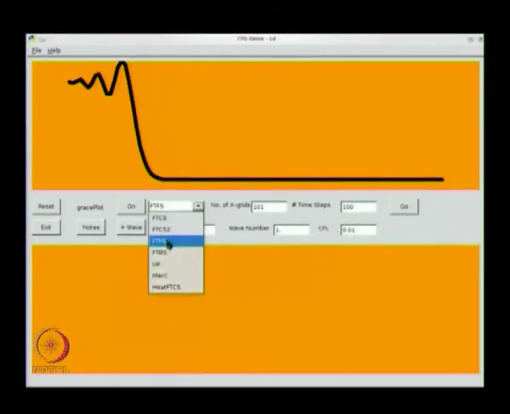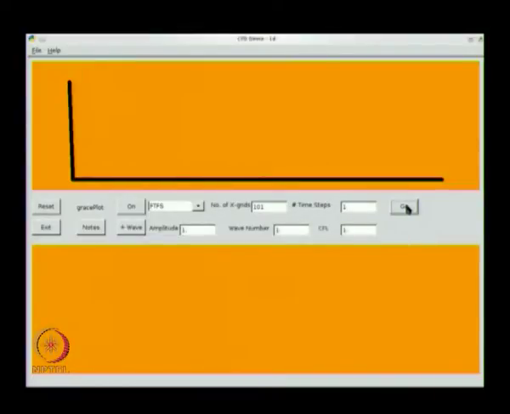So the next thing that we do is we look at FTFS. Let us look at FTFS and go back to CFL 1. I will reset it. What do we expect? I do not want 100 time steps, maybe I will take just 1 time step. What do we expect? FTFS, what do we expect? It is supposed to be unstable. It is going to blow up.